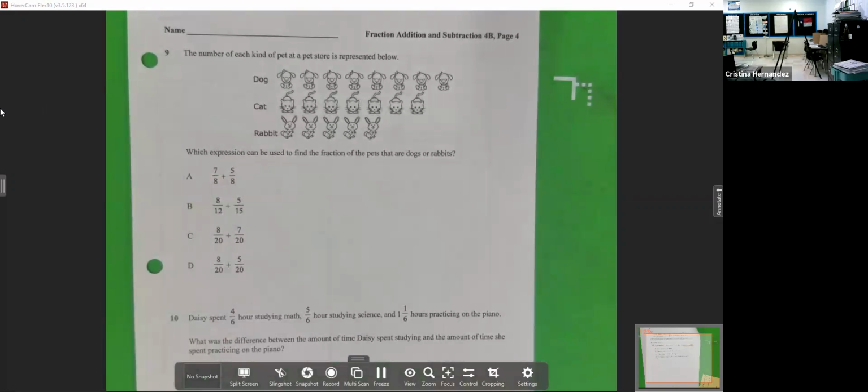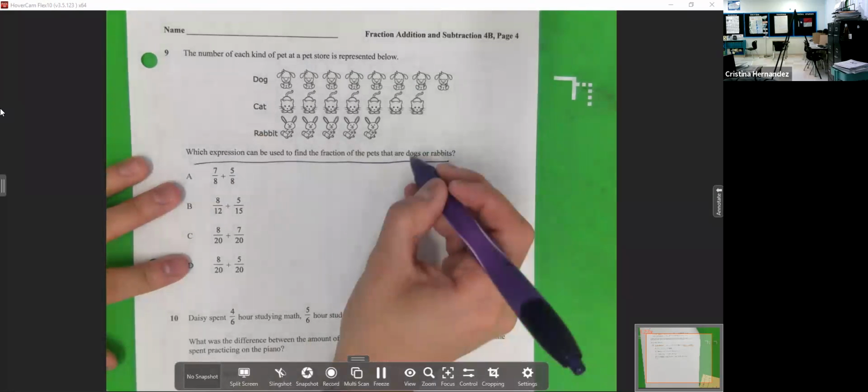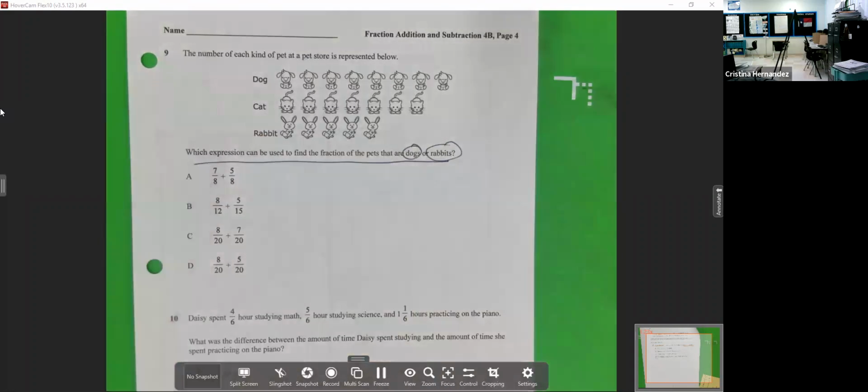It says the number of each kind of pet at a pet store is represented below. Which expression can be used to find the fraction of pets that are dogs or rabbits? We need to find out how many total pets are in the store first. How many total pets are in the store?